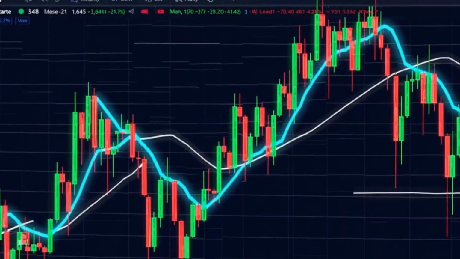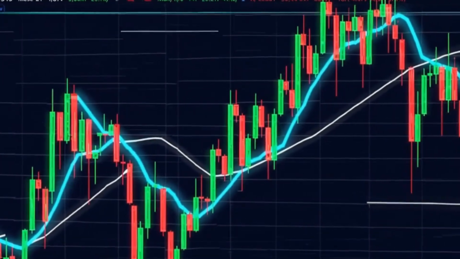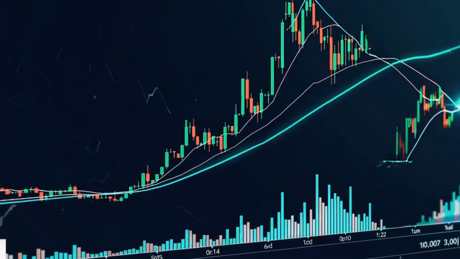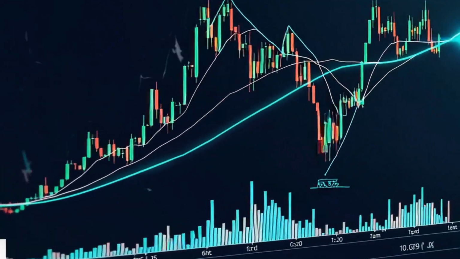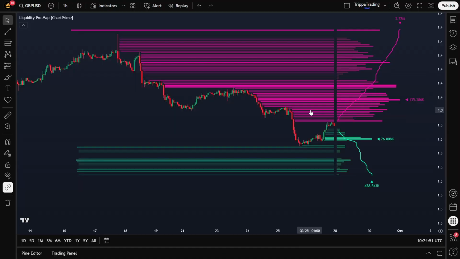Something else that makes this indicator stand out is how it calculates volume. Instead of just dumping volume into static levels, it uses a standard deviation method around the close of each candle to distribute the volume into bins. In simple words, it adapts to volatility. When the market is moving fast, the bins widen. When the market is calm, they tighten up. The result is a much more natural liquidity picture that feels closer to how orders really cluster.